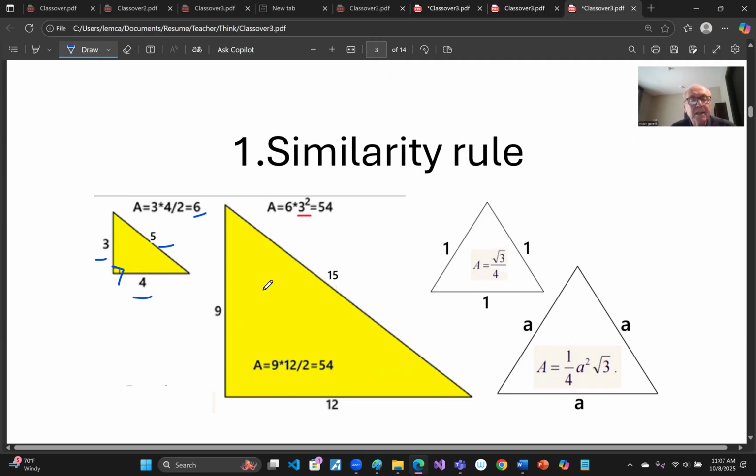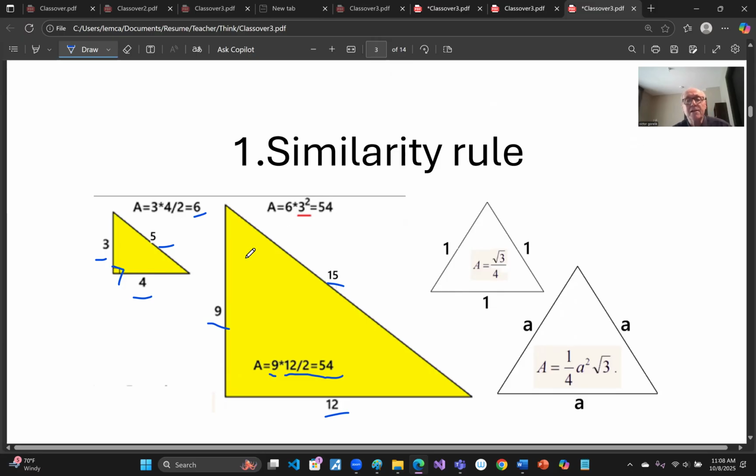Now consider another triangle which has all lengths 3 times longer than the previous triangle, sides 9, 12, and 15. The area of this triangle is 54. It is 9 by 12 over 2, 54. It is 9 times greater than the area of the previous triangle.